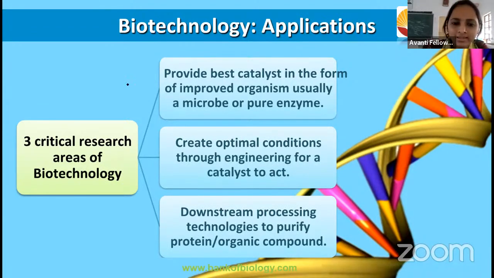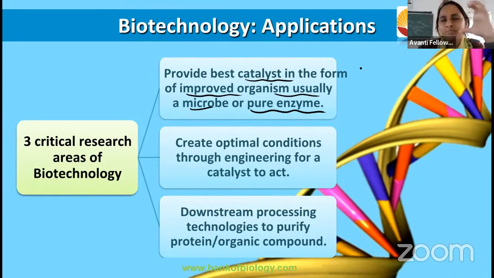So the first thing is the best catalyst, an improved organism, usually the microbe or the pure enzyme, right? If this bacteria gives this particular product and some other bacteria is also there, it will decrease the product formation. That is why at the industrial level or in the biotechnological process, we purify that microbe or the specific enzyme. Then the second thing is to create optimal conditions through genetic engineering for the catalyst to act.